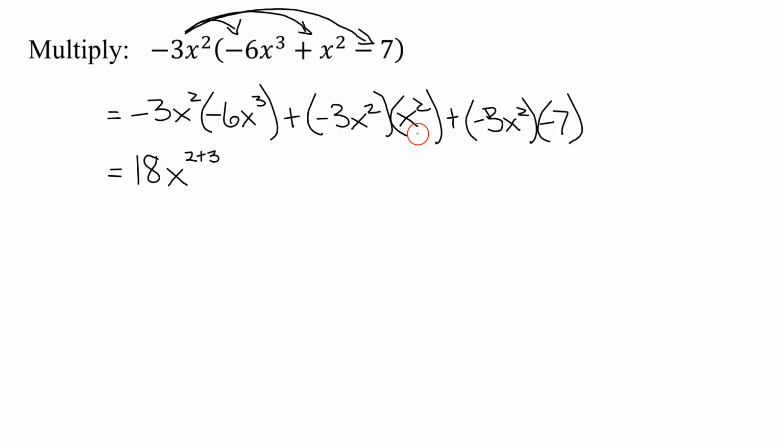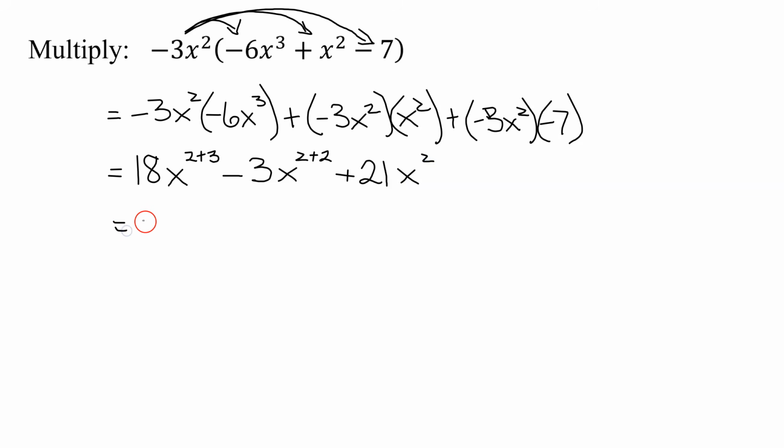Now in this term here, I'm going to have negative 3. Remember, there's an invisible 1 in front of that x squared, so it's just going to be negative 3. Then x squared times x squared is going to be x raised to the add exponents 2 plus 2. Last term, negative 3 times negative 7 is positive 21. And I have an x squared, and there's no x's there, so it's just going to be x squared.